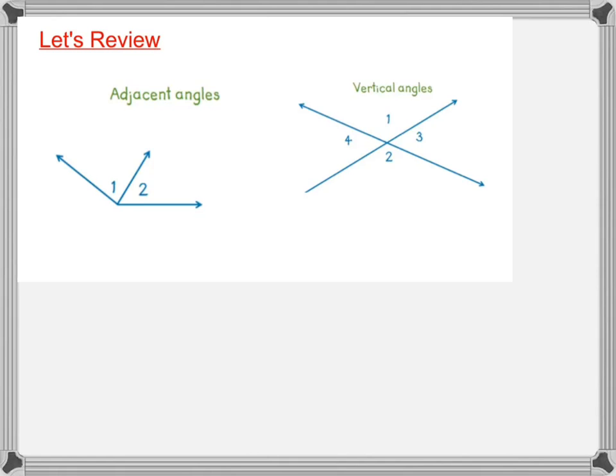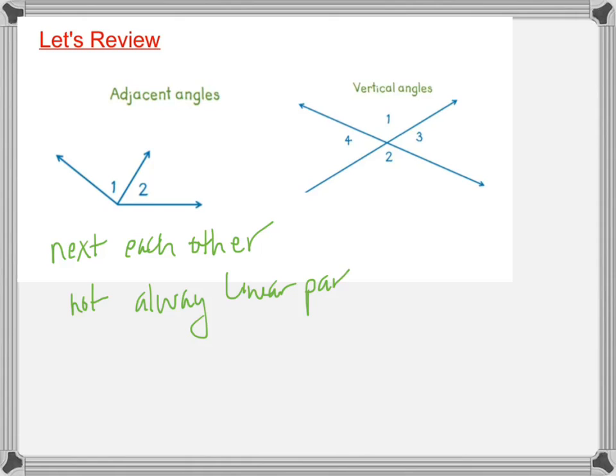And one more piece of information here. Adjacent angles are two angles that are next to each other. Adjacent angles are not always linear pairs. In fact, these 1 and 2 are not linear pairs because they do not make up a straight line. The two rays at the end here do not form a straight angle. So the measurement of angle 1 plus the measurement of angle 2 do not equal 180 degrees.